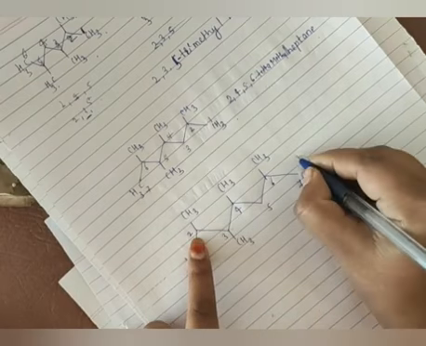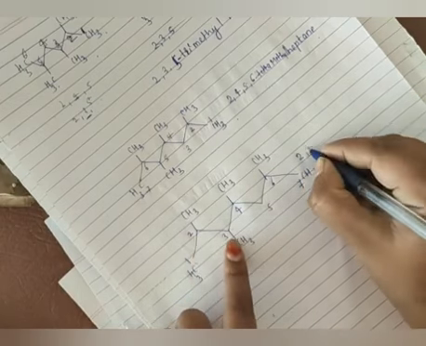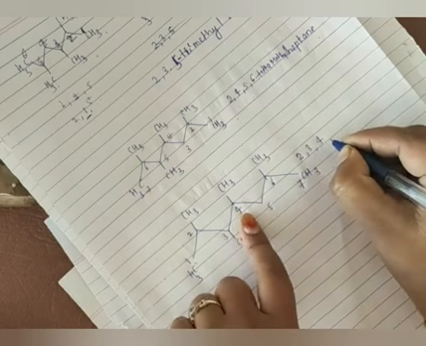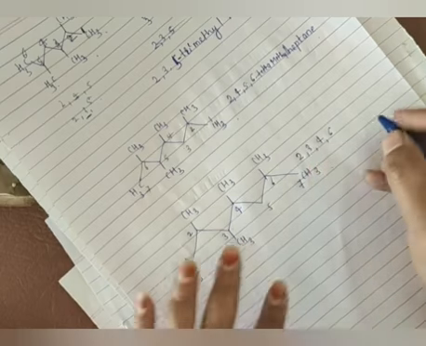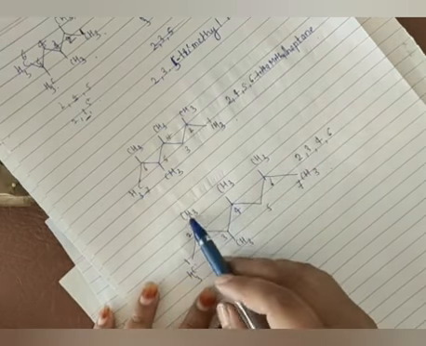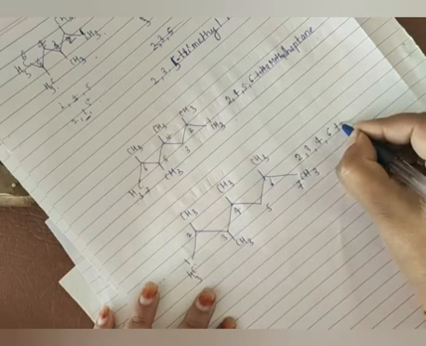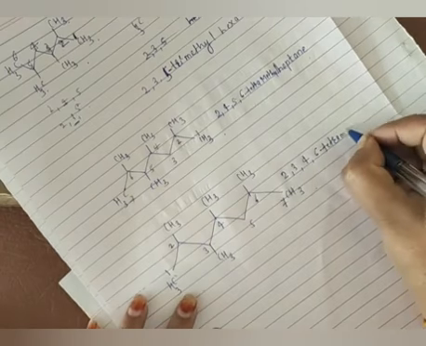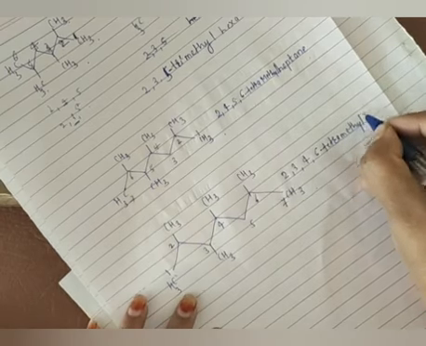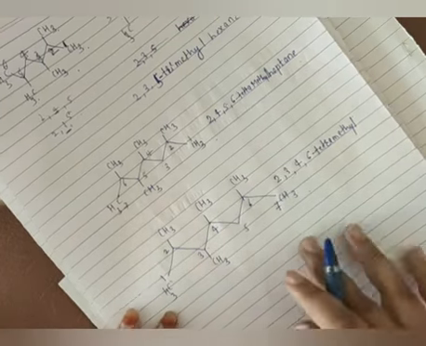At second we have methyl groups at 2, 3, 4, 6. How many methyl groups are attached? 1, 2, 3, 4. Tetra. Here you have to mention tetramethyl. Total 7 means heptane.